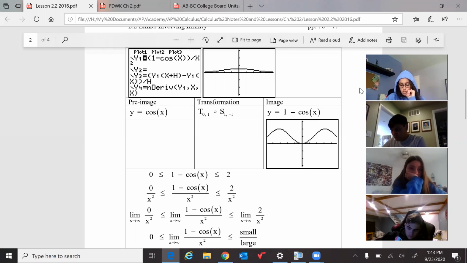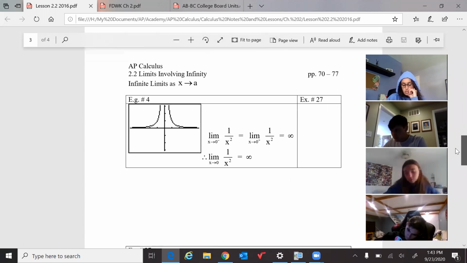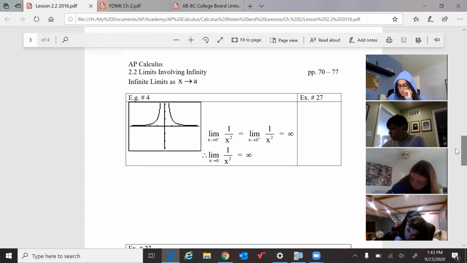But the issue being that you have to be able to do this half of the test without a calculator. All right? So we're going to go from here to example number 4. Here's example 4.